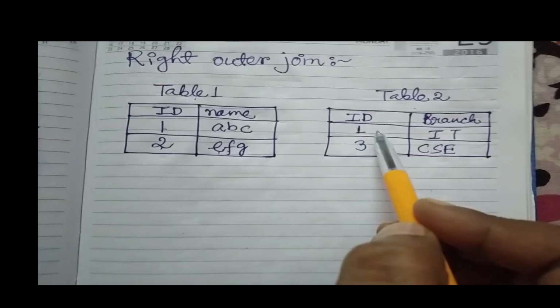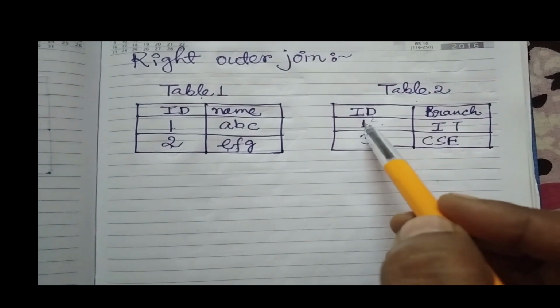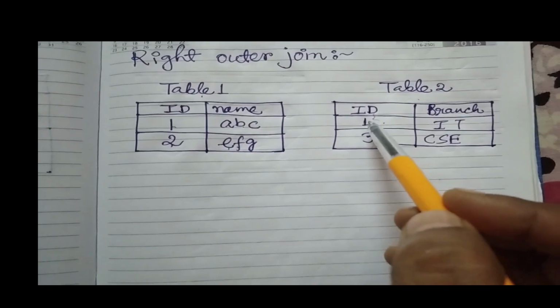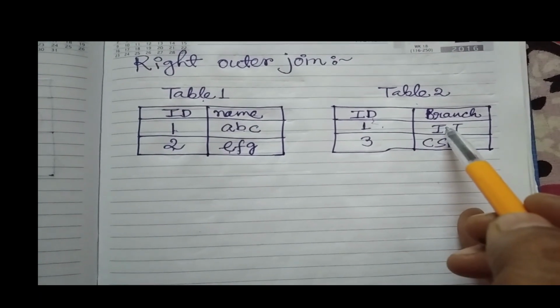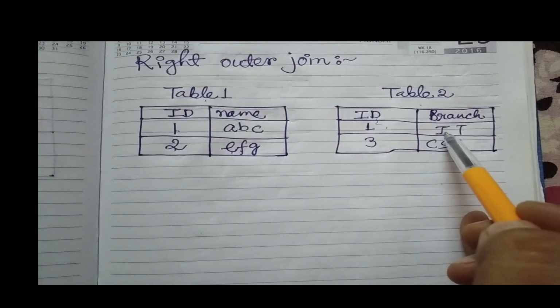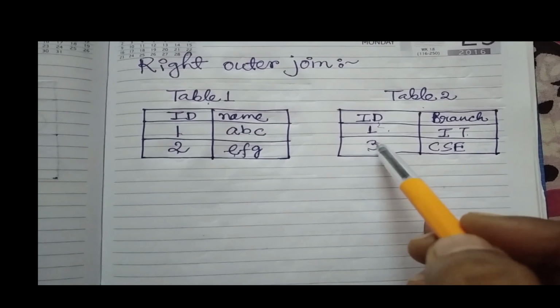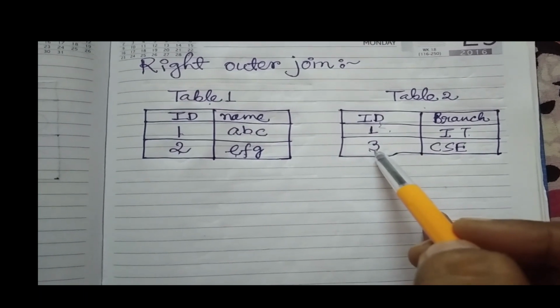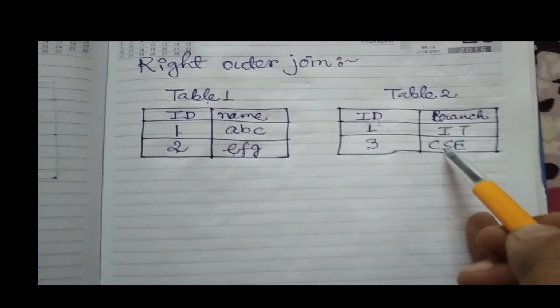In table 2, in the first row, the ID section consists of one entity and the branch section consists of IT, and in row 2 the ID section consists of 3 and the branch section consists of CSE.